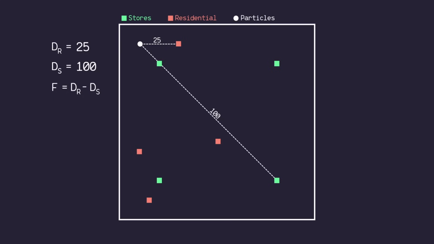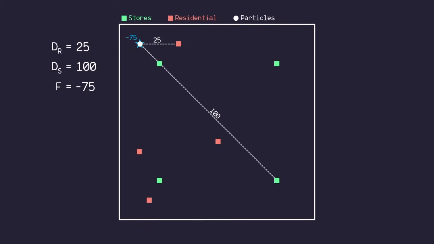The idea here is that if we increase this distance to the closest residential area and decrease this distance to the furthest store, which minimizes the amount we are subtracting here, that will overall drive this fitness score to an increasing value. So here we are 25 miles away from the closest residential area and 100 miles away from the furthest store, so our fitness score is negative 75. Since that is our first calculated fitness score, it's considered our best score so far, so we save this location as this particle's best fitness, which we will indicate with a blue star.